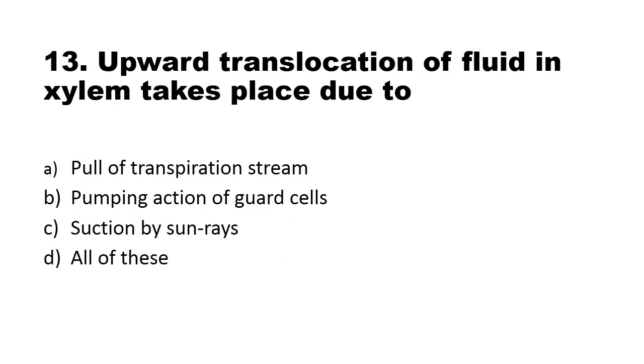Question number 13. Upward translocation of fluid in xylem takes place due to? Upward translocation is done by xylem tissues. And what is the cause? Pull of transpiration stream, pumping action of guard cells, suction by sun rays, or all of these. The right answer is pull of transpiration stream. Transpiration pull is the main reason to pull the fluids through xylem to the tip of the plant.